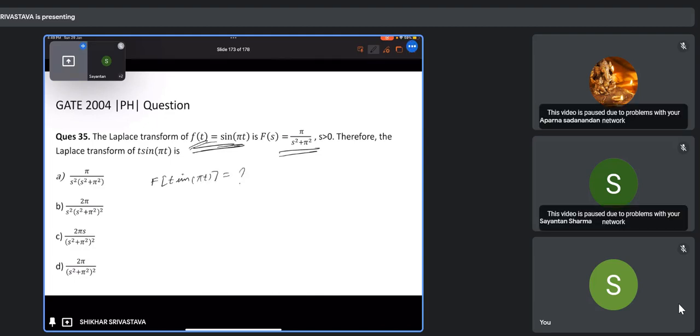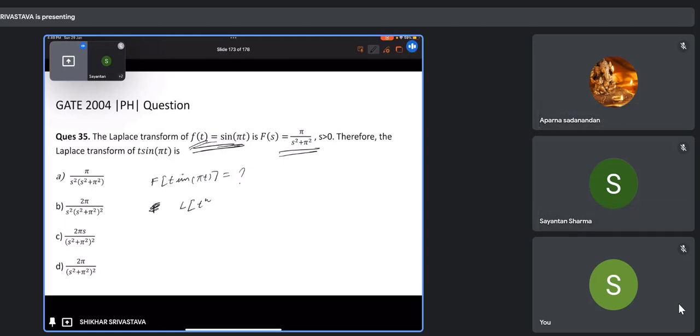So there is some common property of the Laplace transform of t to the power n times f of t. If we know the Laplace transform of f of t, and we need to find the Laplace transform of t to the power n f of t, we can remember it by a simple formula, where F of s is nothing but the Laplace transform of f of t.